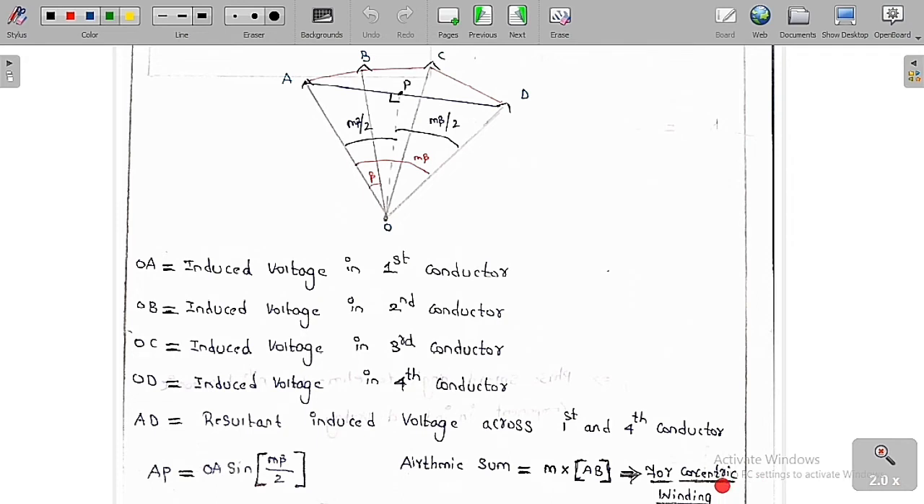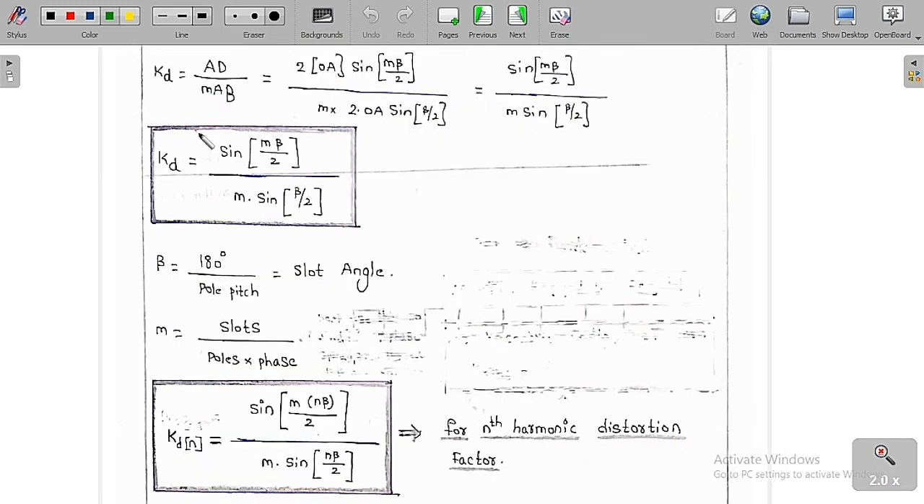So this is the resultant EMF which is induced per phase for concentric winding, which is M into AB, whereas the resultant induced voltage per phase for distributed winding is 2 into OA into sine of M beta by 2. So now KD. What is the value of KD? I have already told you. KD is the ratio of the EMF which is induced per phase in distributed winding to the EMF which is induced per phase in concentric winding.